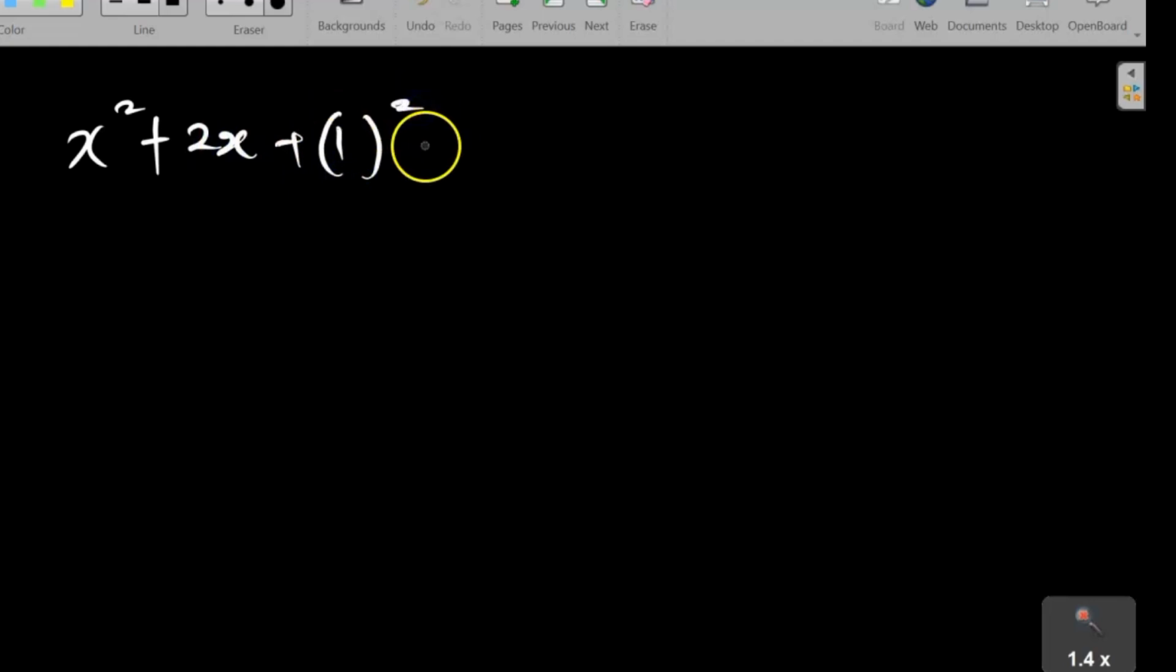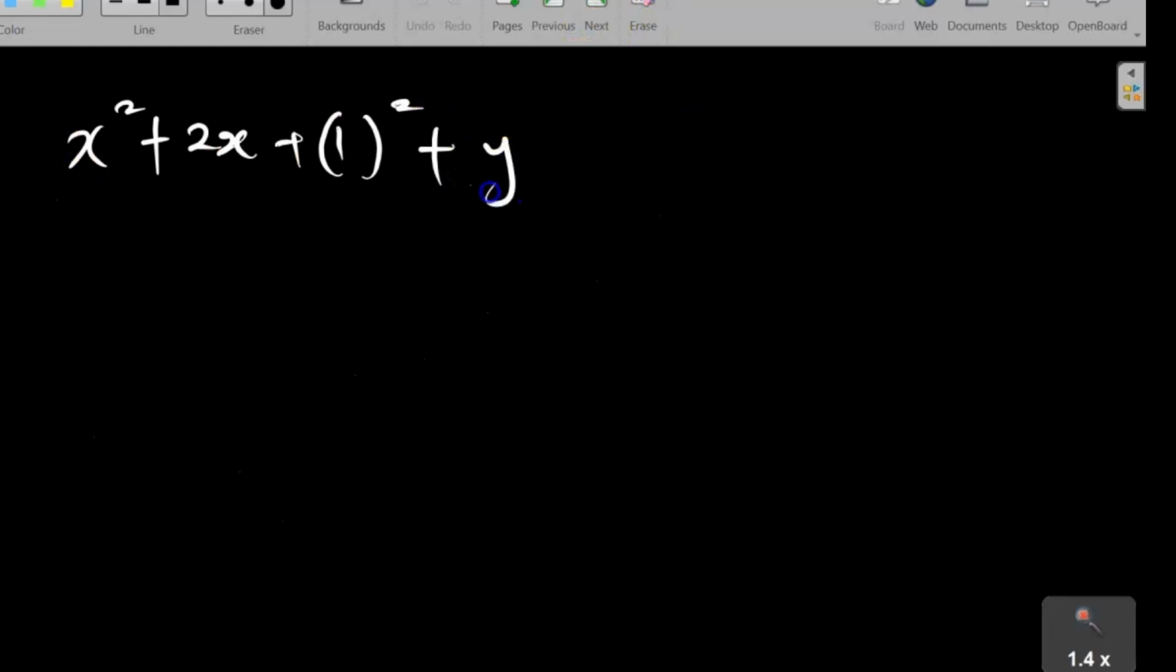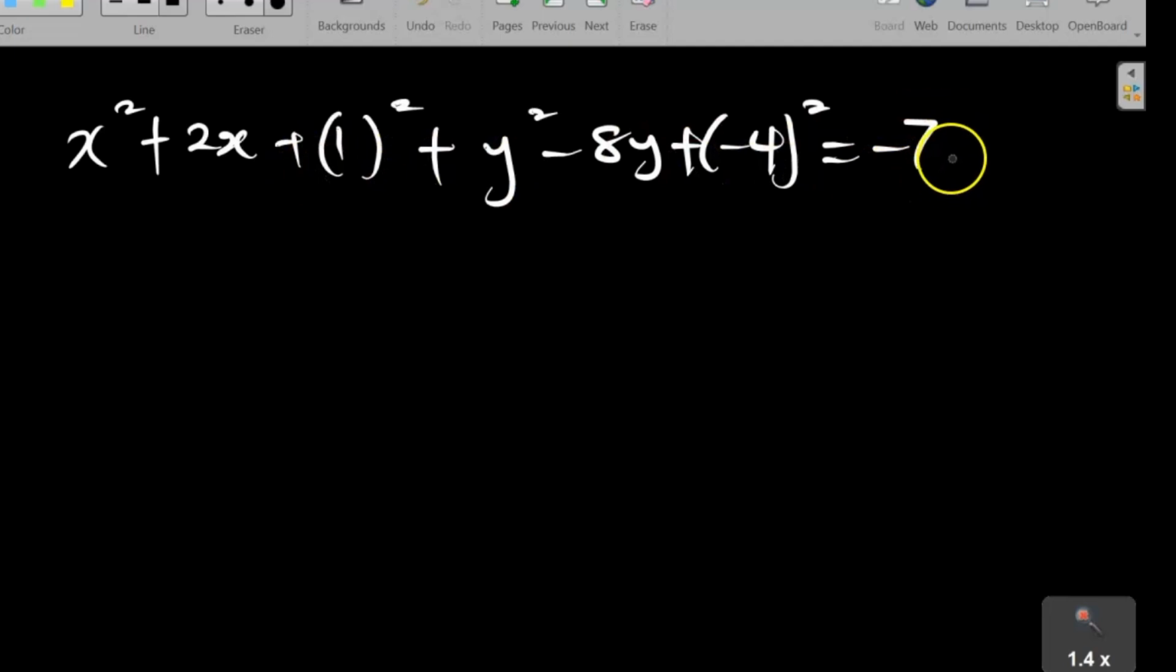So I'm going to have x² plus 2x plus 1 squared plus, now let's check for y. We have y squared, the coefficient of y is minus 8, so half of it is minus 4. So we have y² minus 8y plus (minus 4) all squared to be equal to minus 7, plus 1 squared plus (minus 4) squared. So what I did to my left hand side was done to the right hand side.